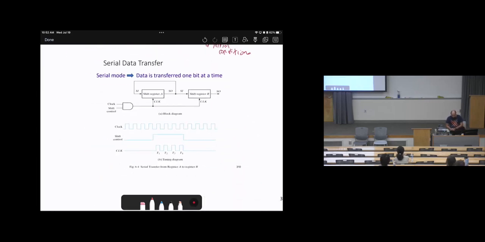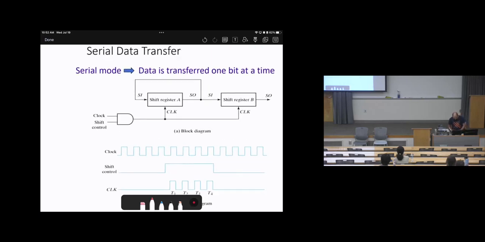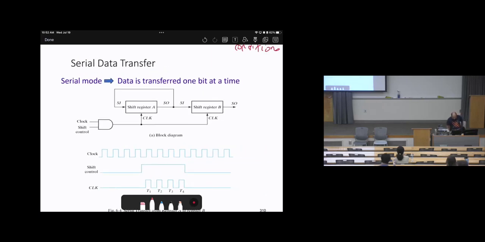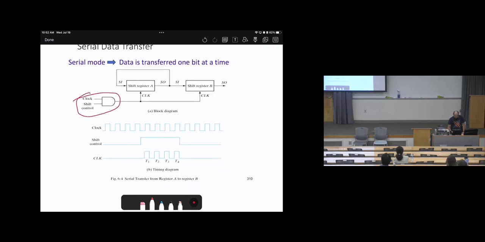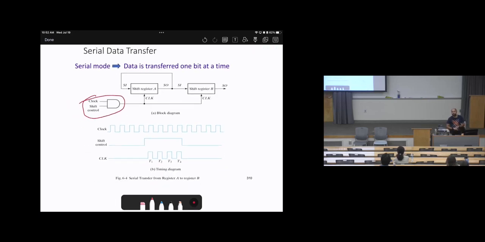So here's some modification. There is a serial mode. This can be used to shift data one bit at a time. What's the point of this? If we don't want to shift the data every time, if we want to shift the data for a small period of time, then we can use this design.